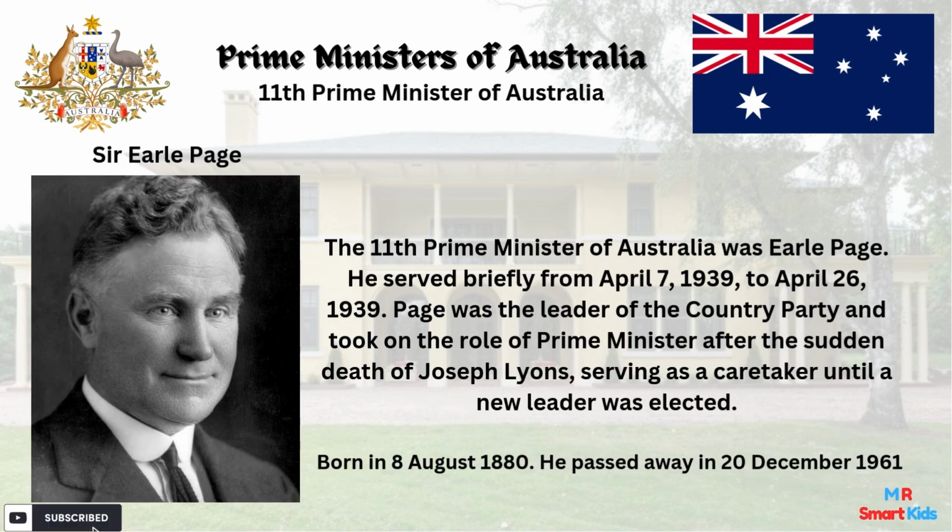The 11th Prime Minister of Australia was Earle Page. He served briefly from April 7, 1939, to April 26, 1939. Page was the leader of the Country Party and took on the role of Prime Minister after the sudden death of Joseph Lyons, serving as a caretaker until a new leader was elected. He was born on August 8, 1880. He passed away on December 20, 1961.